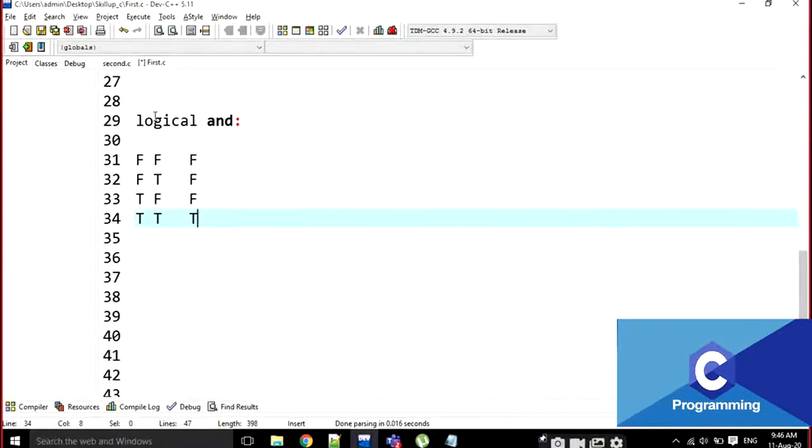When is it going to be true? When all the conditions are satisfied, then only it will be true. If either one or all are false, then the result is false. This is the result.